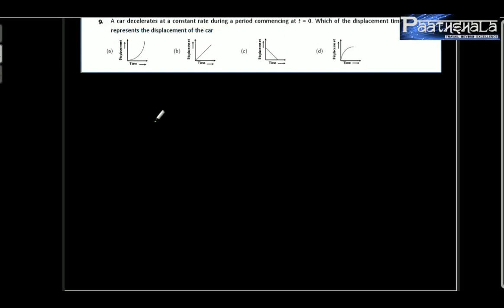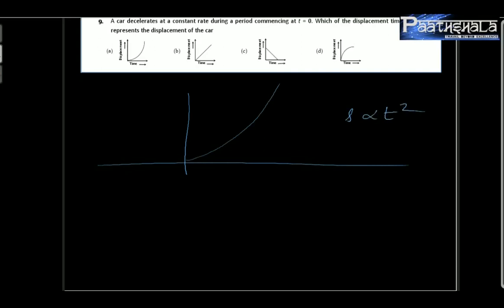This was a qualitative question. A car decelerates at a constant rate, commencing at t is equal to 0. Which of the displacement time graphs represents the displacement of the car? So the car is going to decelerate at a constant rate. So displacement time graph for acceleration looks like this, because S here is proportional to t square. So during deceleration, the displacement time graph is going to look something like this, because of negative acceleration.